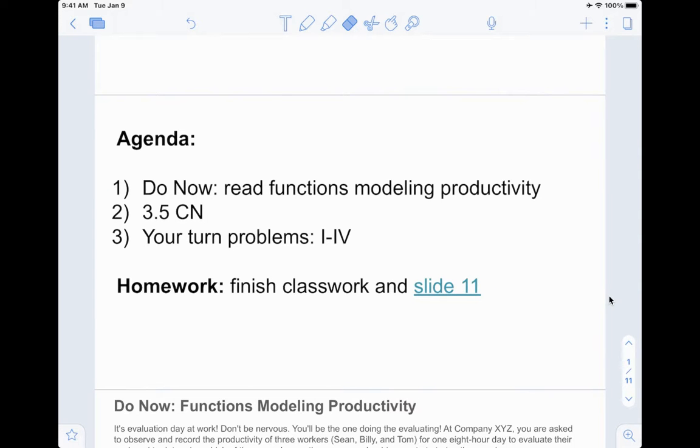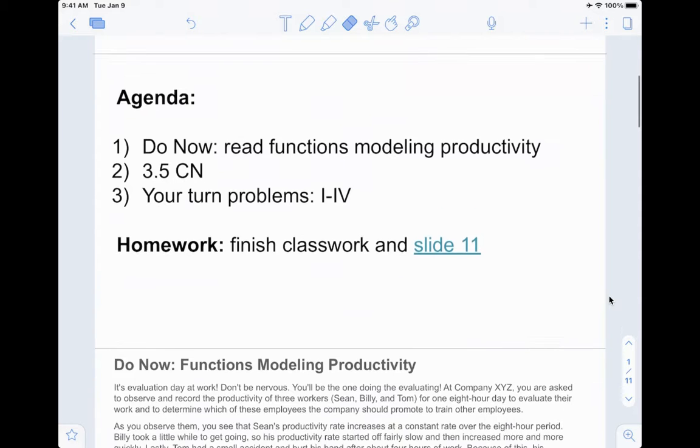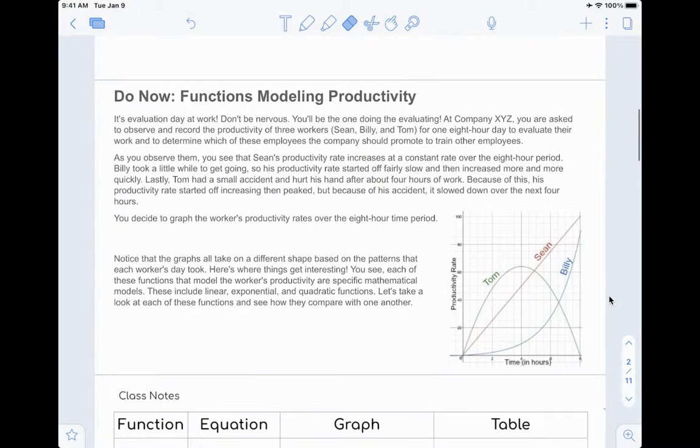Your homework is to finish the classwork, and then there's a hyperlink to slide 11 to try a few additional problems. So I would suggest at this point you stop the video so you can read the do now, functions modeling productivity about Tom, Sean, and Billy. When you're ready, restart the video and we can go through the class notes together.